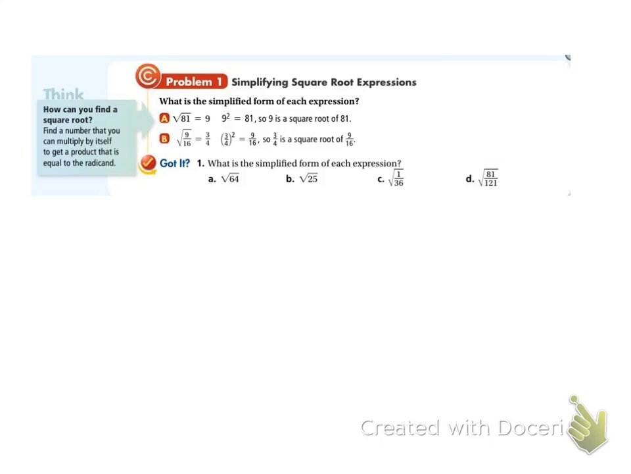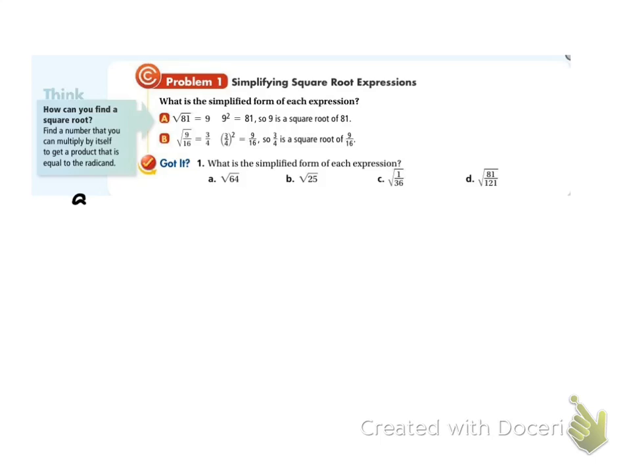Okay, so we're going to simplify square roots. So the square root of 81 is equal to 9 because 9 squared is equal to 81. So 9 is a square root of 81. The square root of 9/16 is equal to 3/4. 3/4 squared is equal to 9/16. So 3/4 is a square root of 9/16.